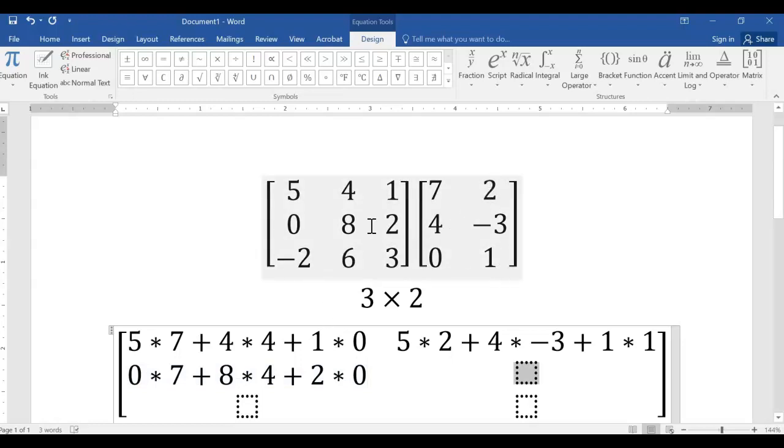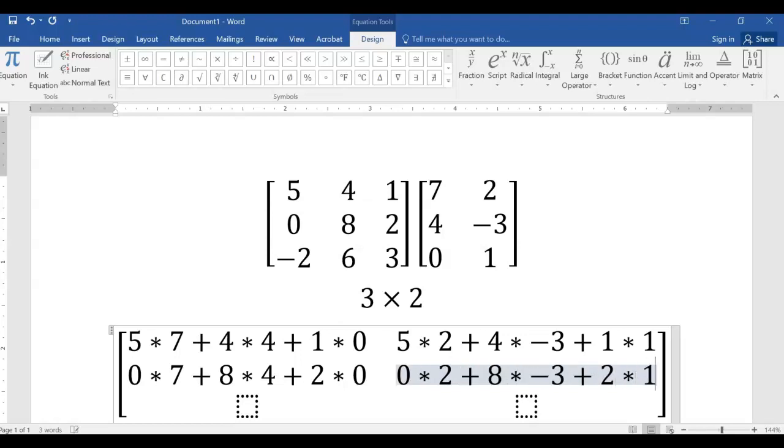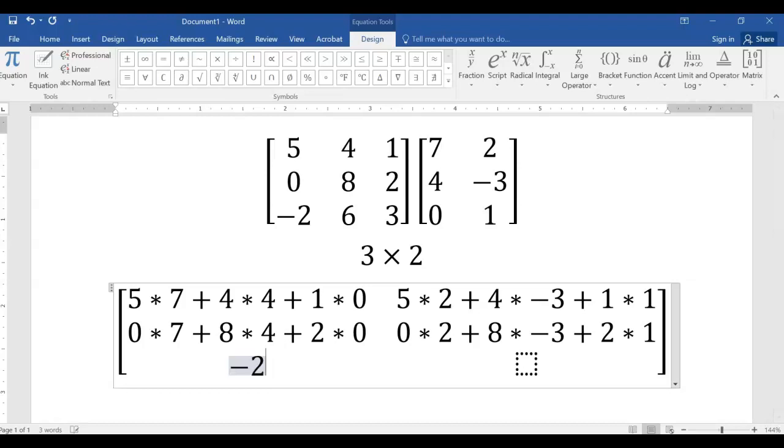Then I go to my next column over here, but still keep in the second row. So second row, second column, 0 times 2 plus 8 times negative 3 plus 2 times 1. And there we go. So 0 times 2, 8 times negative 3, 2 times 1. And then my last row, I'm going to get negative 2, whoops, negative 2 times 7 plus 6 times 4 plus 3 times 0.